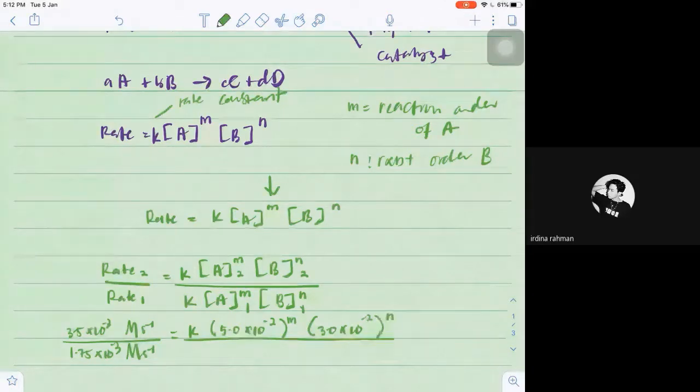And then in experiment 1, rate 1, k, A experiment 1, B experiment 1, plug in the value. We don't know what is the rate constant, but we know the k is the same. The concentration of A in experiment 1 is 2.5 exponent negative 2 power of m. The concentration of B in experiment 1 is 3.0 exponent negative 2 power of n.